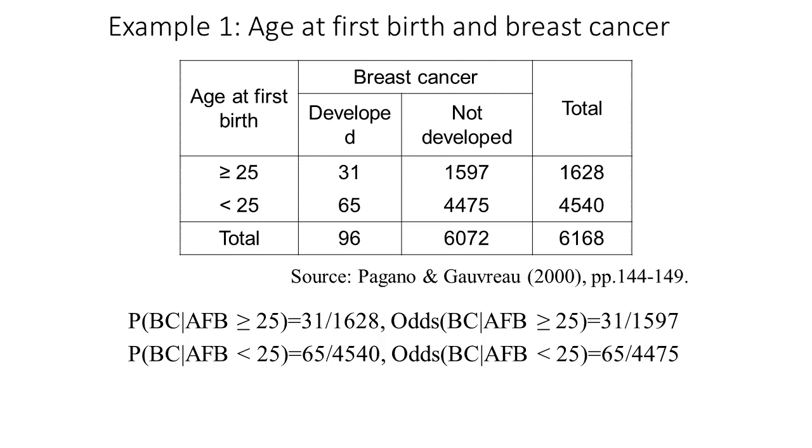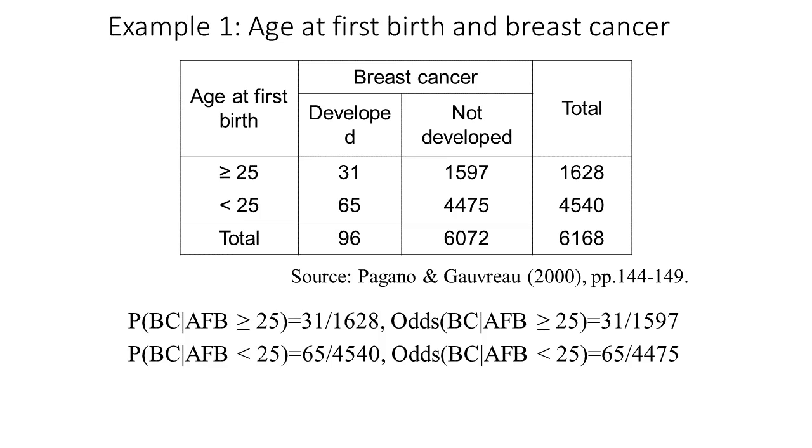Now, it is widely known that late childbirth and no childbirth raise the risk of breast cancer. Data on childbirth and breast cancer were collected from 6,168 women in middle age and old age. The investigators classified early first birth and late first birth as births to women under age 25 versus births to women aged 25 and over.